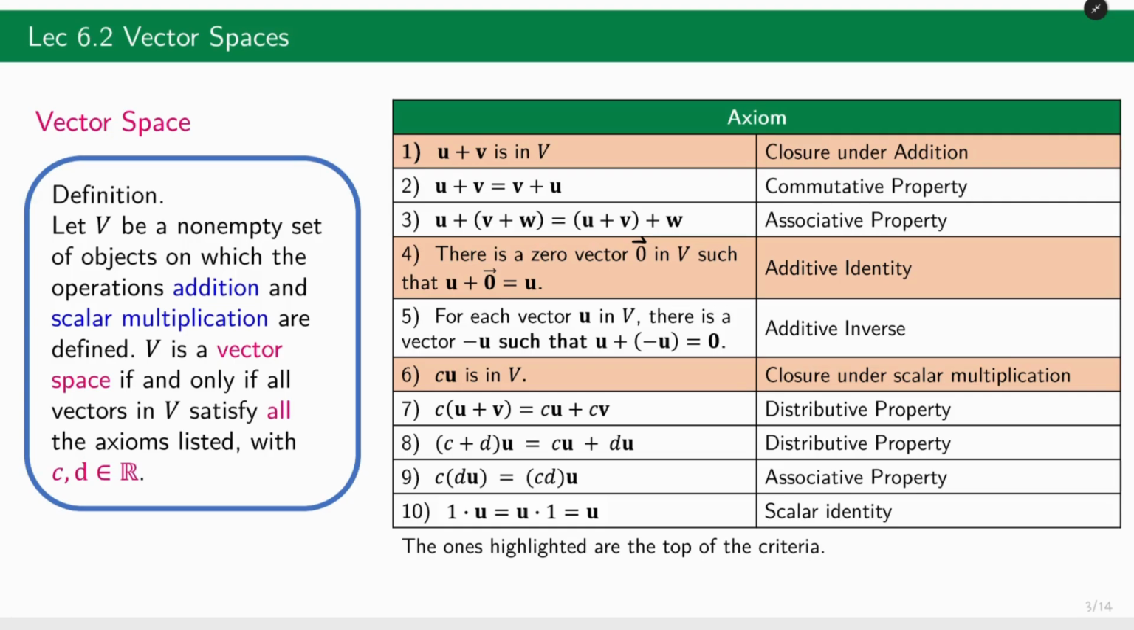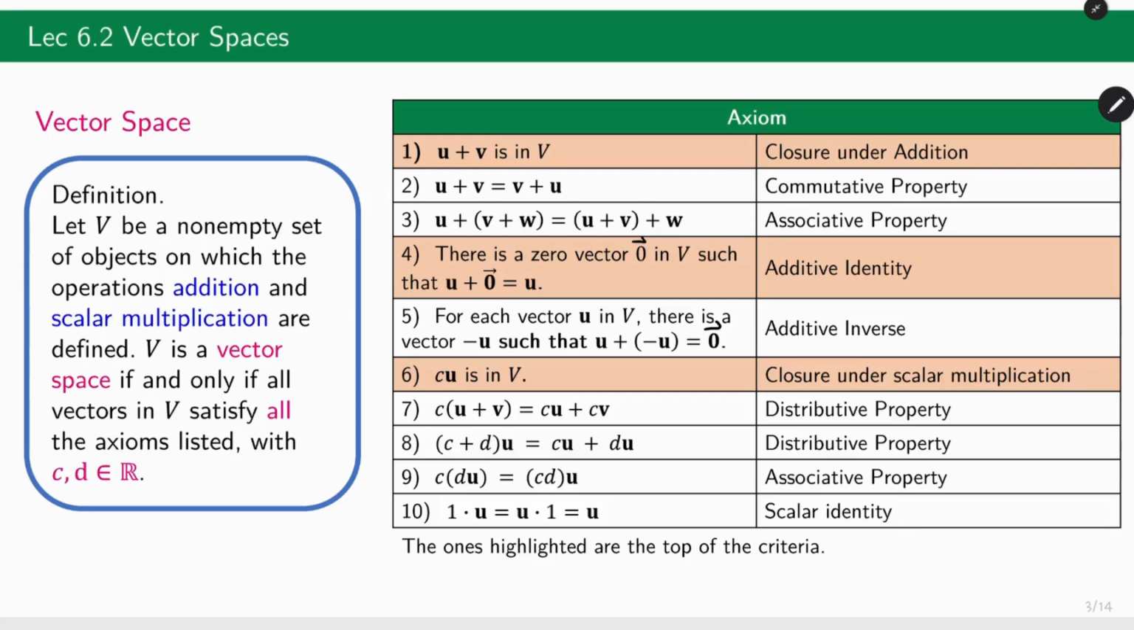Always remember the fourth one. There should be a zero vector in the vector space. Fifth, for each vector u in V, there is a vector negative u such that when we add them, u plus negative u, the result should be the zero vector. This one is the additive inverse. Sixth is closure under scalar multiplication. c times u is in V.